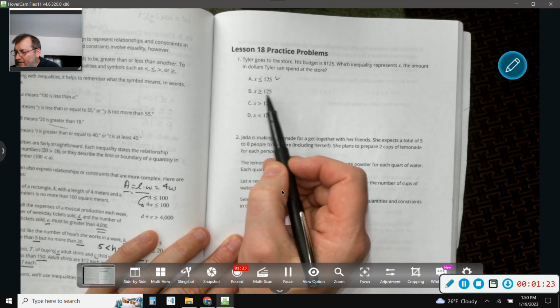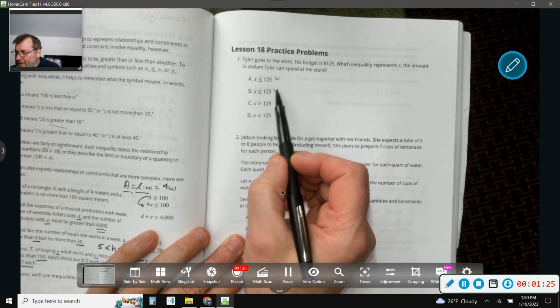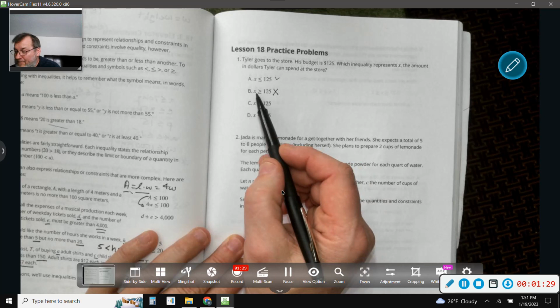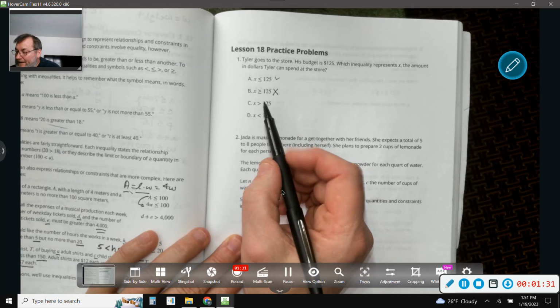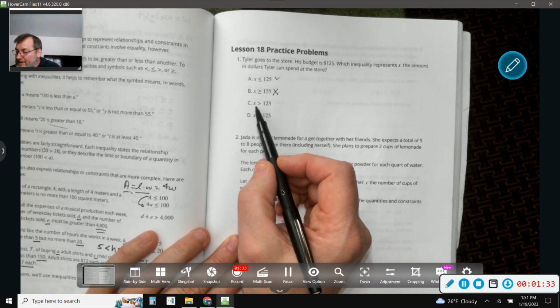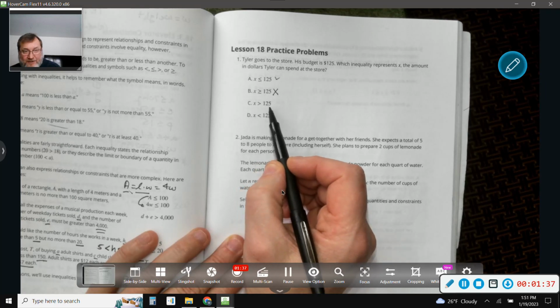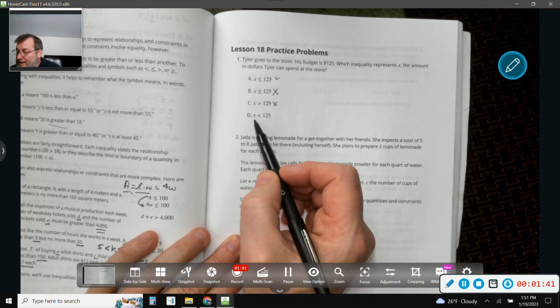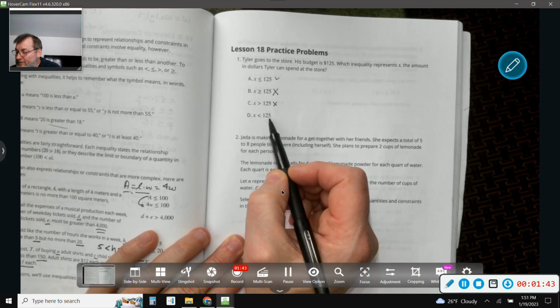x is greater than 125? No. His budget's $125. He doesn't have any more than that. He can't spend more than 125. This one, same thing. With this one, he's spending at least $125 and up. So that one's wrong. This one says he's spending less than 125.